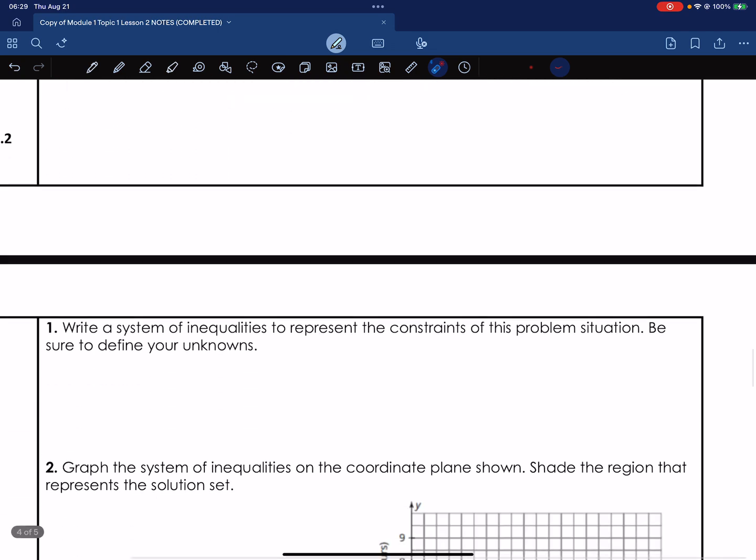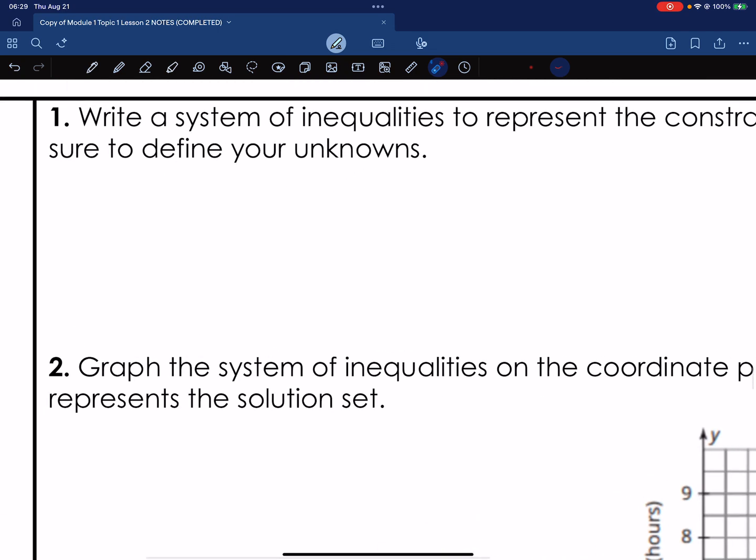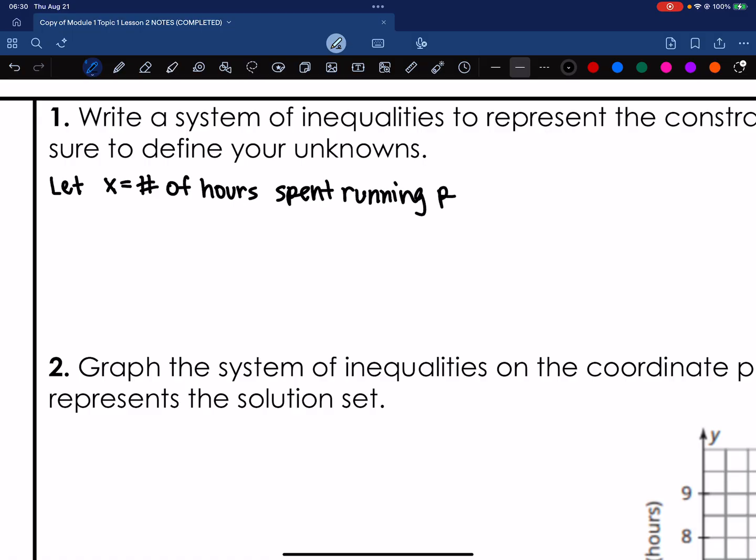So here we go. We need to define our variables. So first thing, let X equal the number of hours spent running per week. And Y is the number of hours spent strength training.